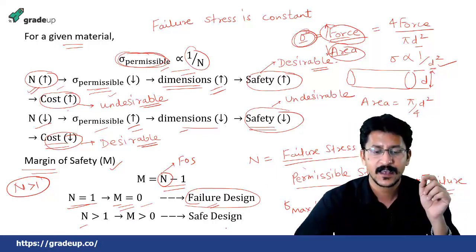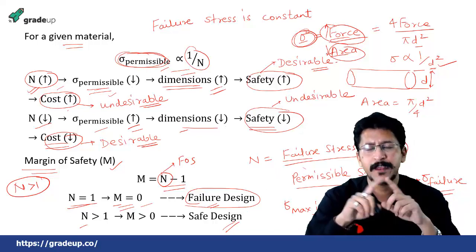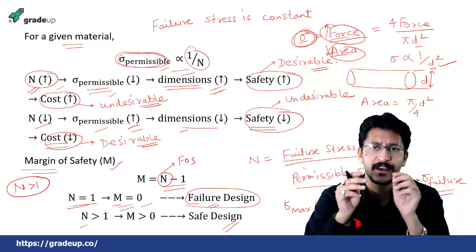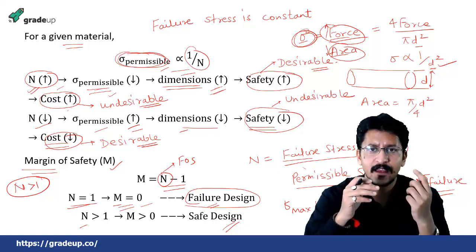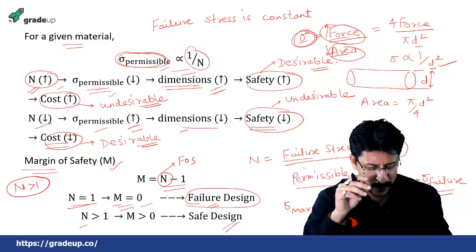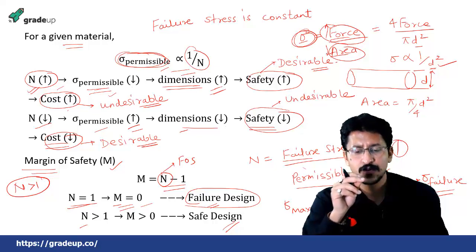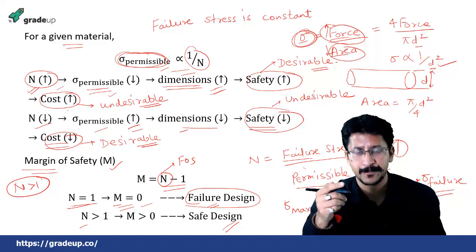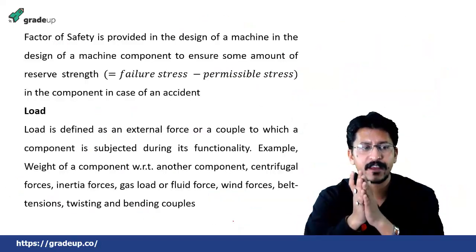Okay, and this is the safe design. So what we intend to do, or what our intentions are, is that we need to keep the factor of safety higher than 1 and the margin of safety higher than 0. Okay, then why this margin of safety is used, I have told you, to avoid accidents. That is already what we have written here.